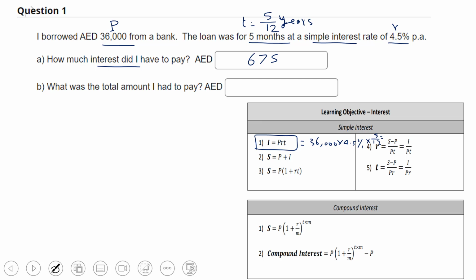The total amount, the accumulated amount, all of it is S, right? S is equal to what? P, the principal amount, plus the interest you have. So you have 36,000 plus the interest you calculated now, which is 675. So you have 36,000, 675.